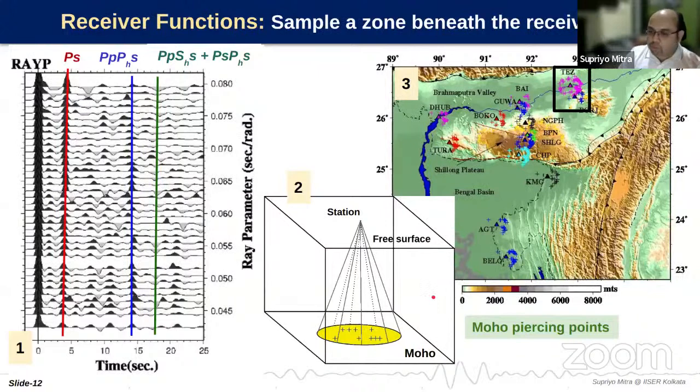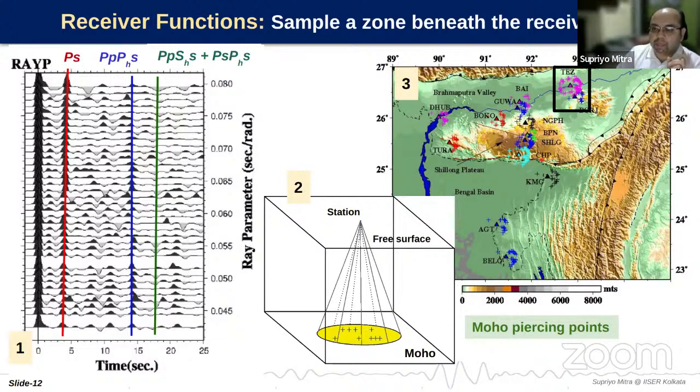And what we can do is look at the piercing points of these rays which come into the station, surrounding the station, and that is plotted on the plot on your right. So these are color coded by the stations. So you can see all these piercing points which are surrounding the stations. These are the ones that we'll use to look at the lateral variation in the structure. So let me start by looking at a few points.